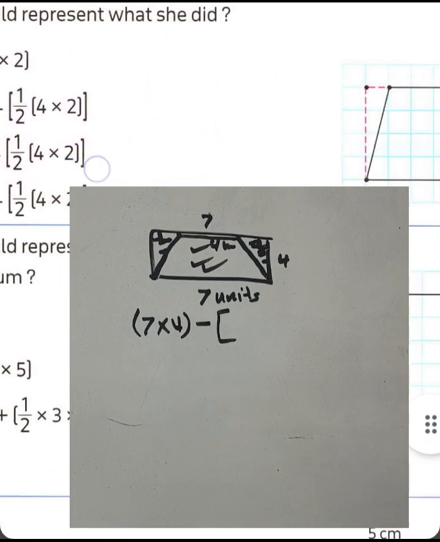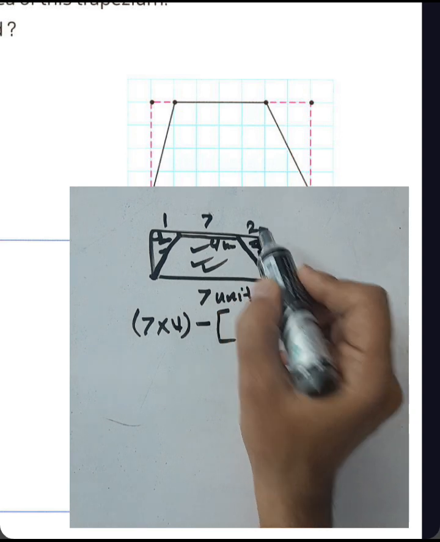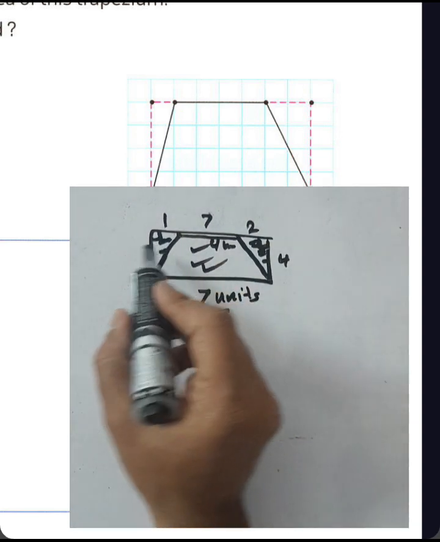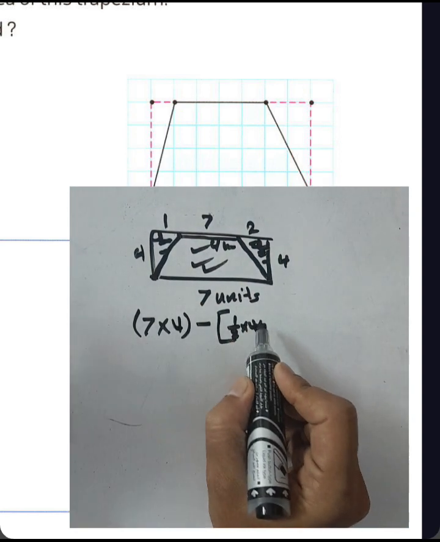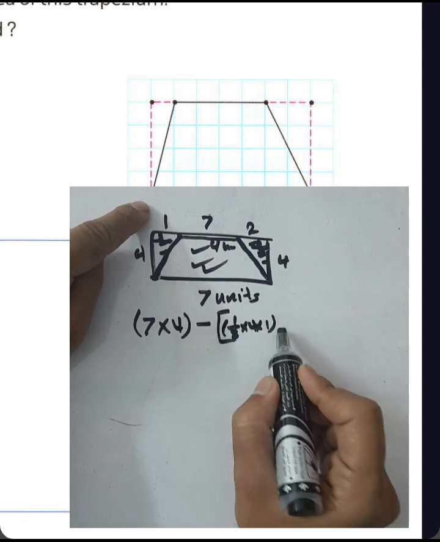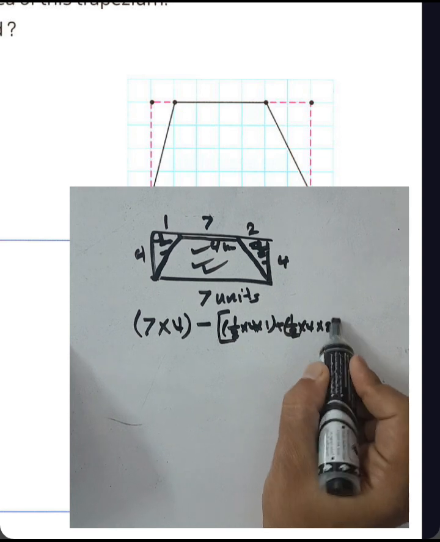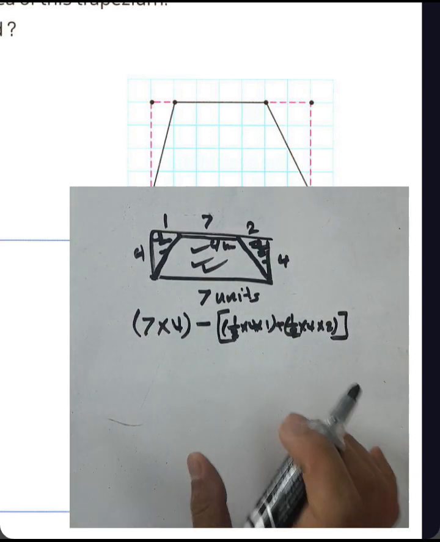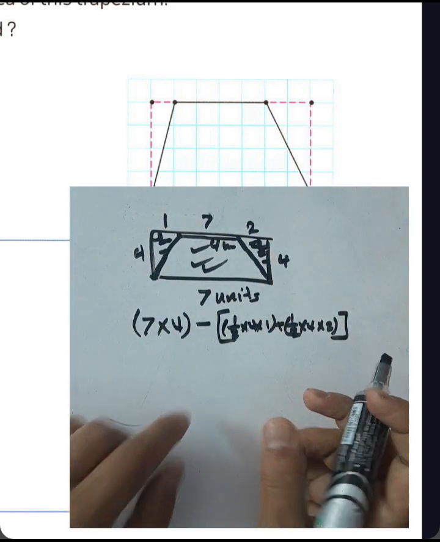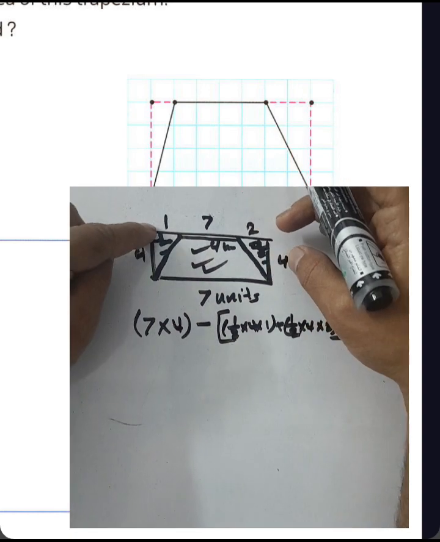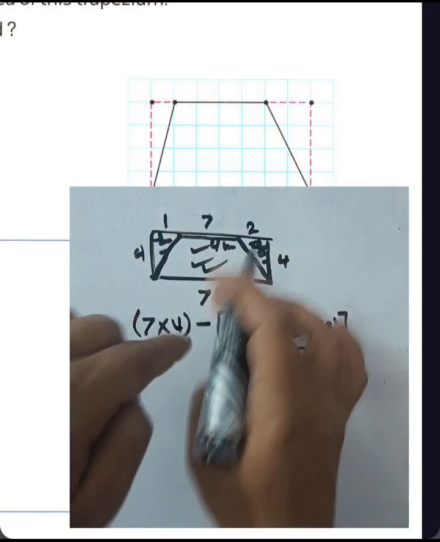First step, we count how many parts here: 1 part, and here 2 parts. Then we can write the area of this triangle as half times 4 times 1, plus the area of this triangle, half times 4 times 2. We can solve the example by this method. Find first the area of this rectangle, next the area of the first triangle and second triangle, add them, and subtract the result from the area of the total part.